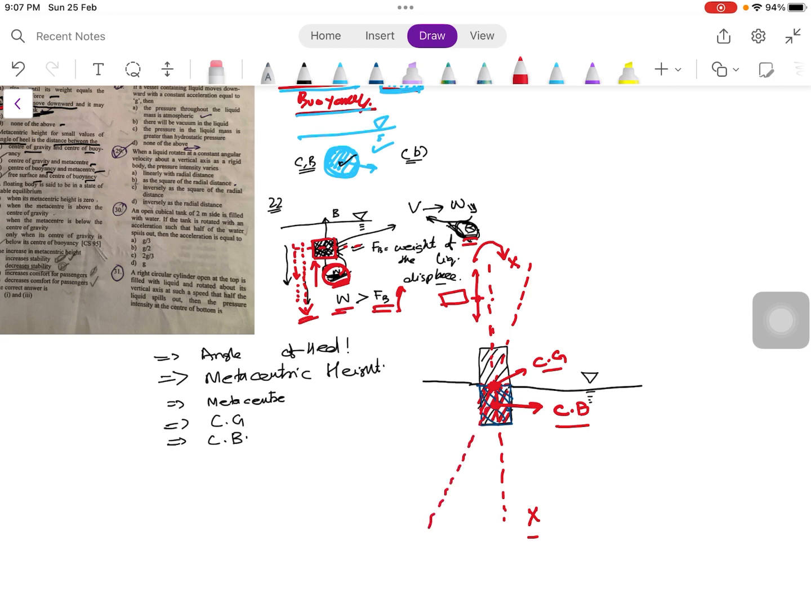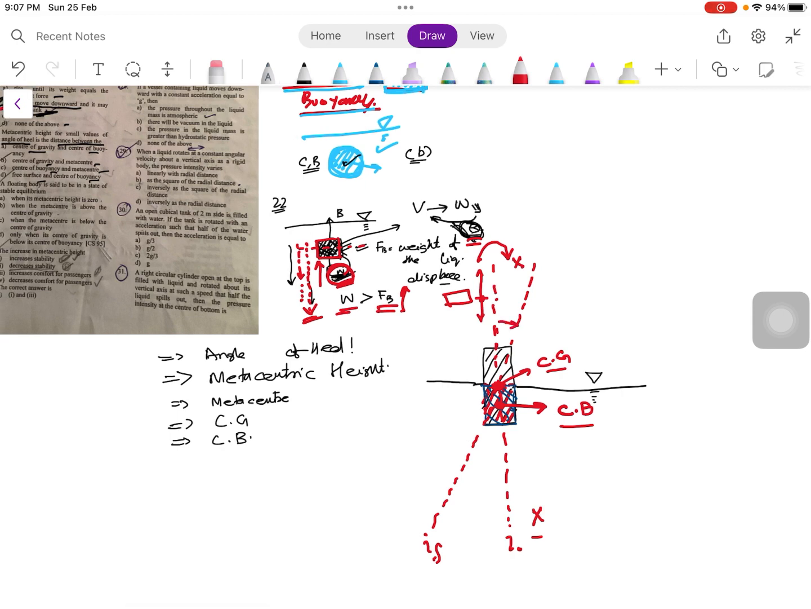all right? Say this is the initial position of this vertical axis and this is the position after we give a small rotation to this floating body. Then this angle theta is the angle of heel, all right? So this angle of heel is an angle which the vertical axis makes with its original position or with the vertical on giving a small rotation to this floating body. So this is the angle of heel, all right?